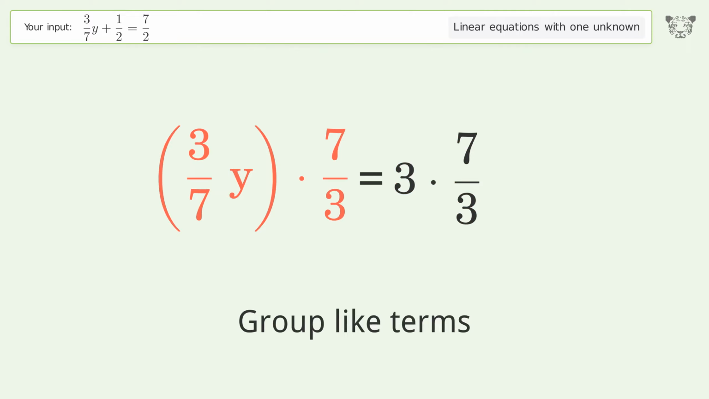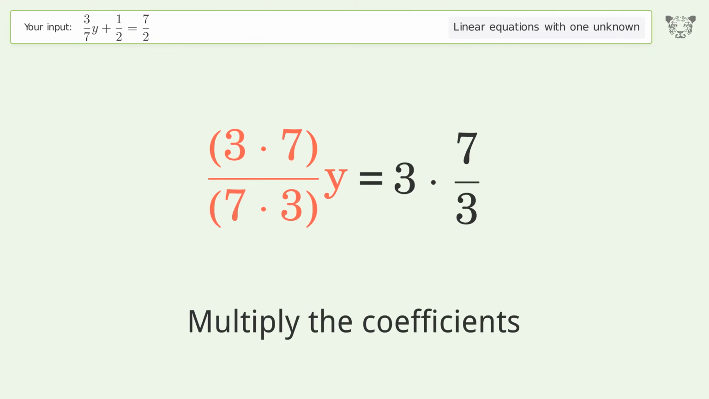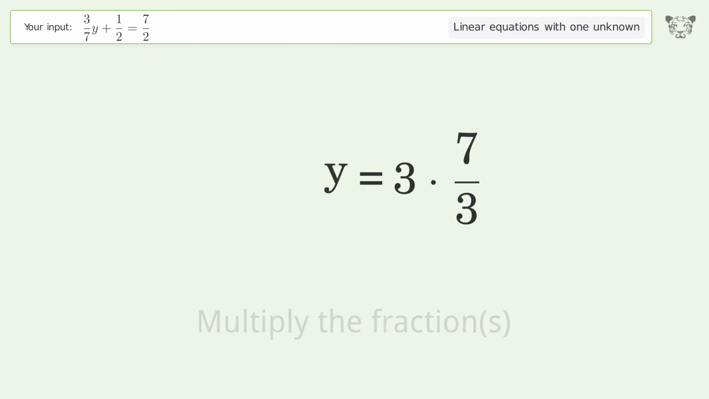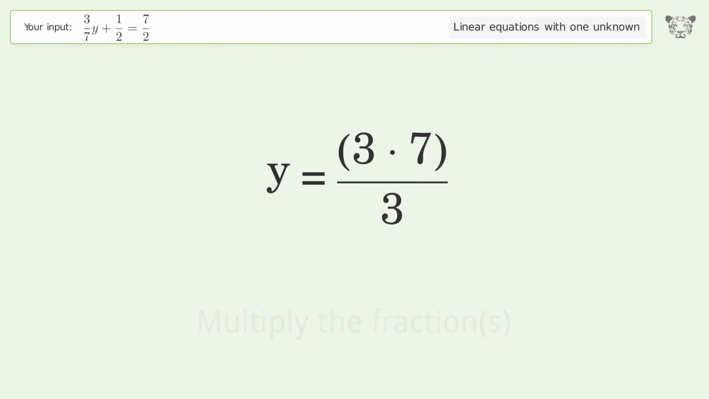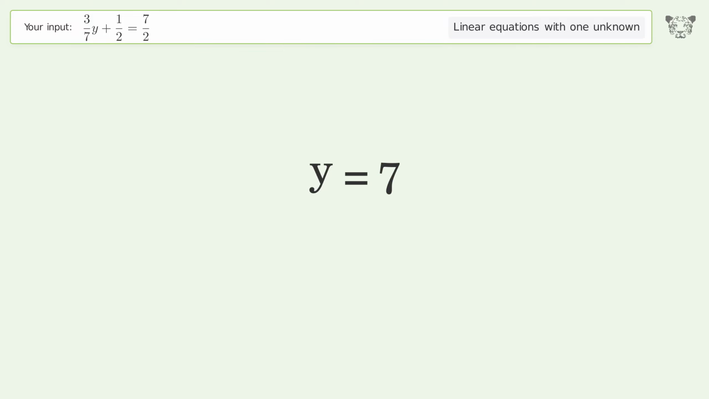Group like terms. Multiply the coefficients. Simplify the fraction. Multiply the fractions. Simplify the arithmetic. And so the final result is y equals 7.